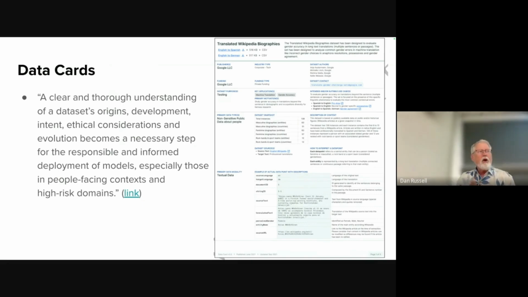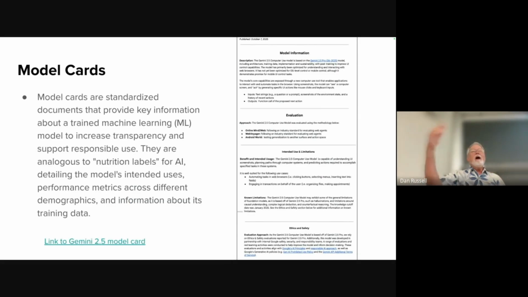So a data card comes along with the data set. If you get a data set without a data card, be suspicious, because a responsible data provider would give you a data card. Now, in the same way, AI models come with model cards. A model card is very much like a data card in that it describes the model, how it was built, who built it, what the conditions are, the range of applicability, all that sort of stuff.